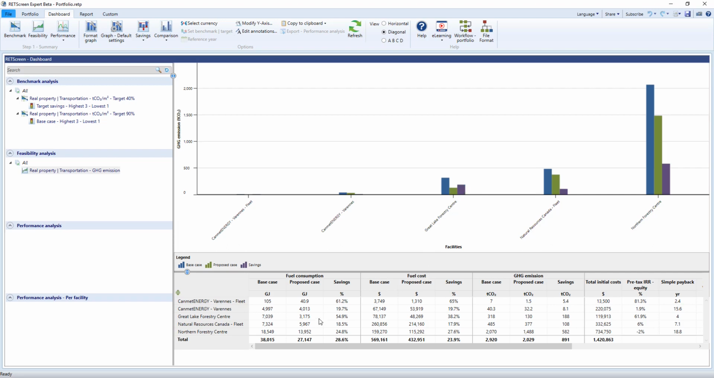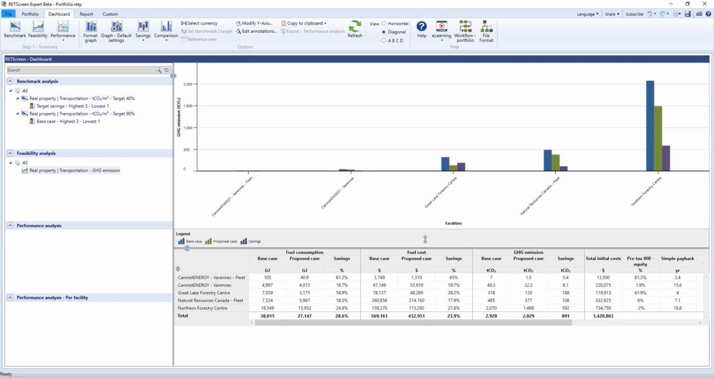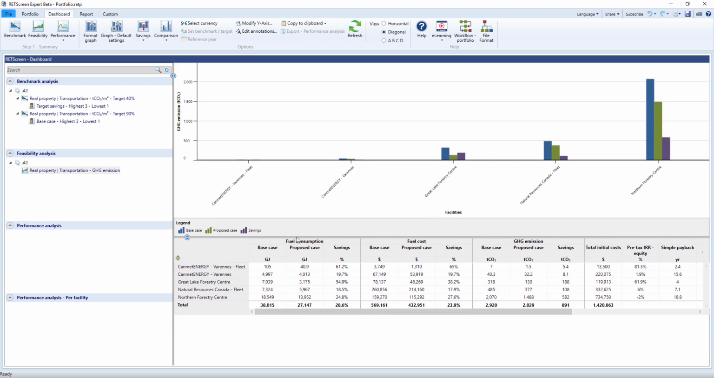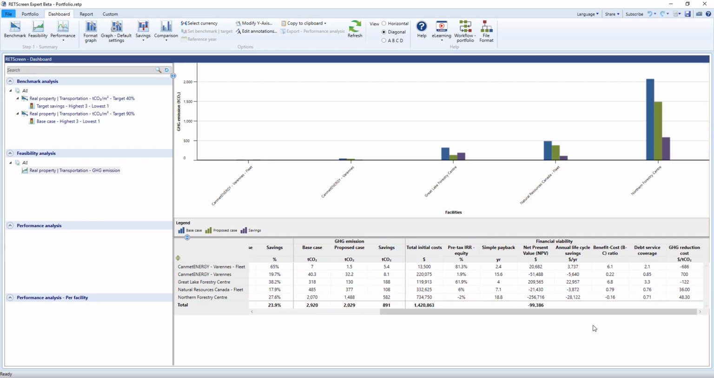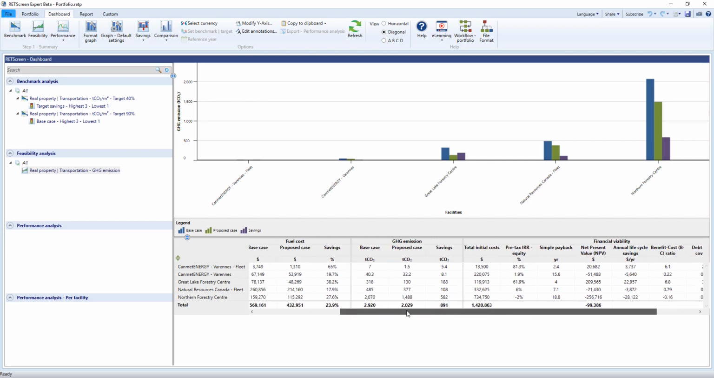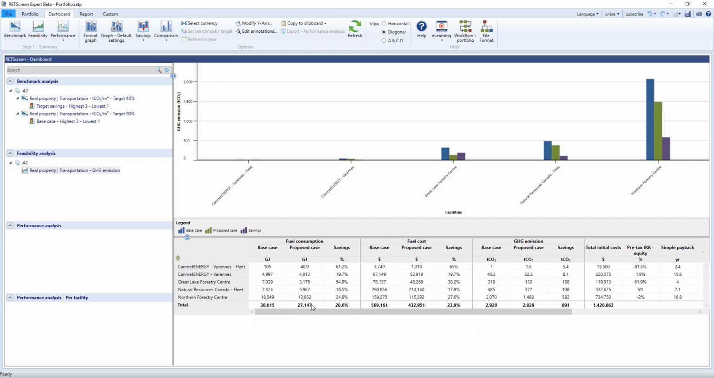The table below the graph includes the data used in the graph, plus a lot more, including all of the items we saw in the dialog. See, here is fuel consumption for base and proposed case, the same for fuel costs, the emissions, and many financial viability indicators. And notice that since we asked for the total in the dialog, the last row shows the totals.